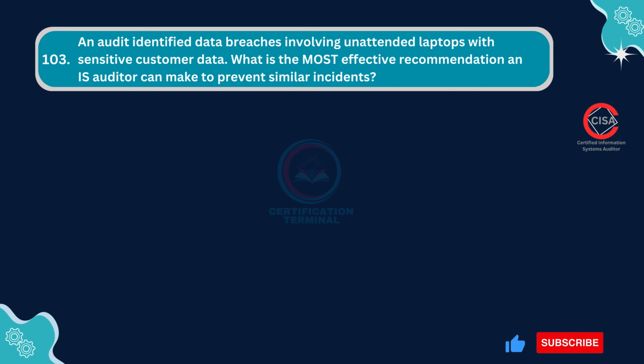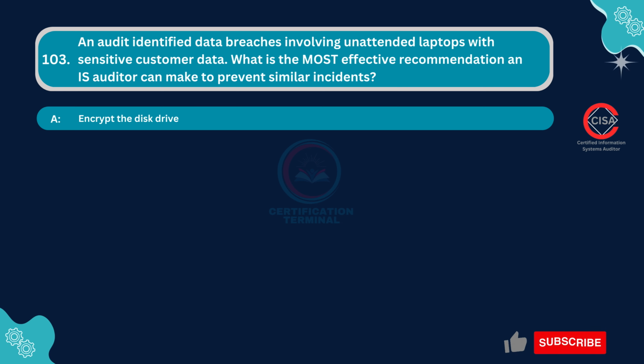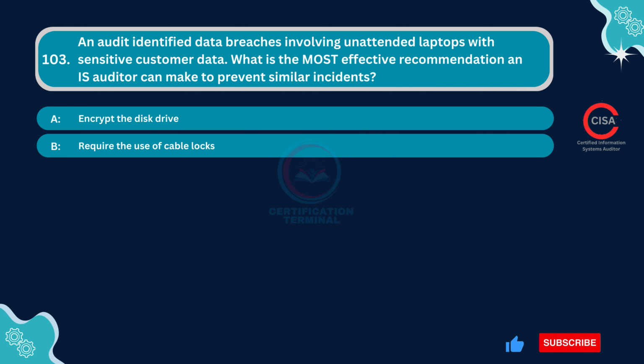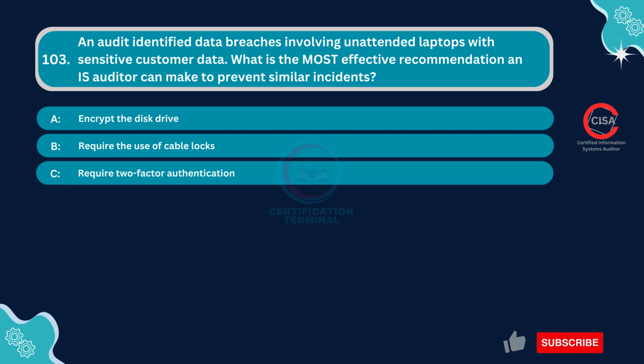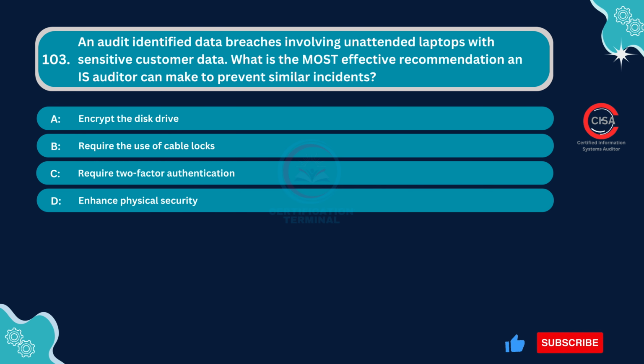Question number 103. An audit identified data breaches involving unattended laptops with sensitive customer data. What is the most effective recommendation an IS auditor can make to prevent similar incidents? Option A, encrypt the disk drive. Option B, require the use of cable locks. Option C, require two-factor authentication. Option D, enhance physical security. The correct answer is Option A, encrypt the disk drive.